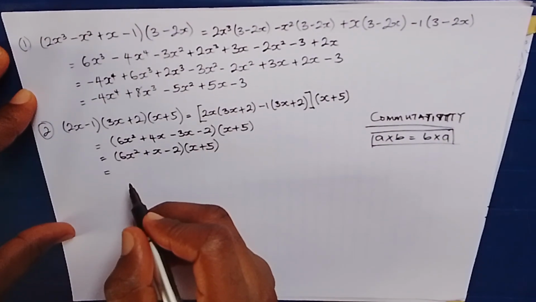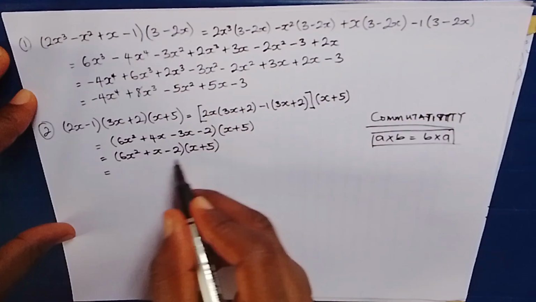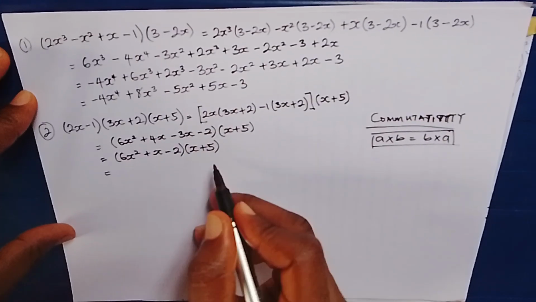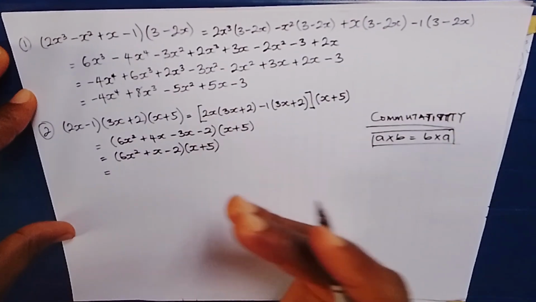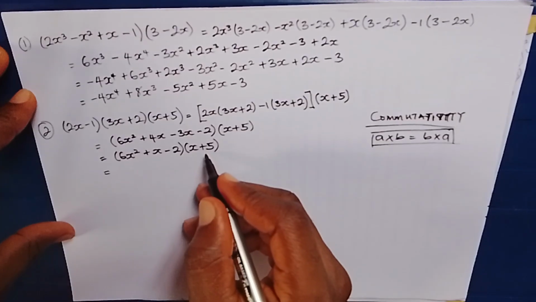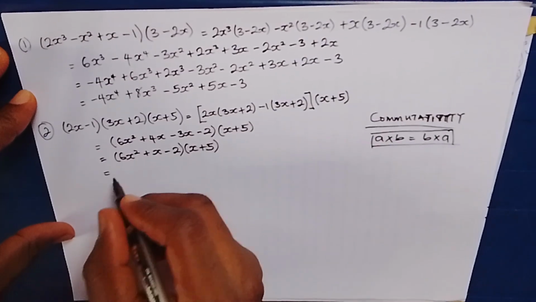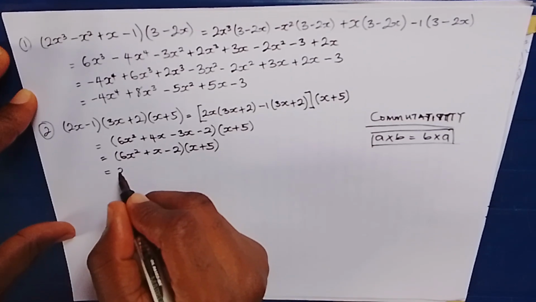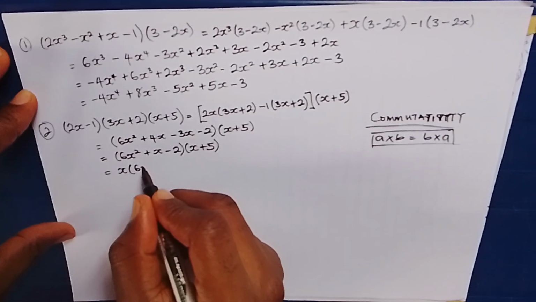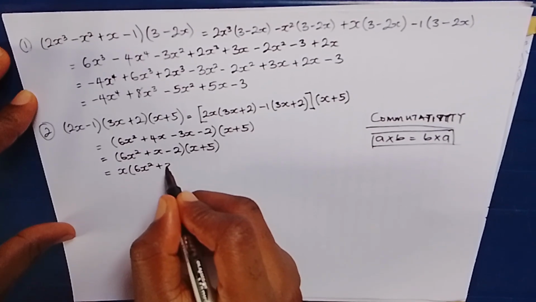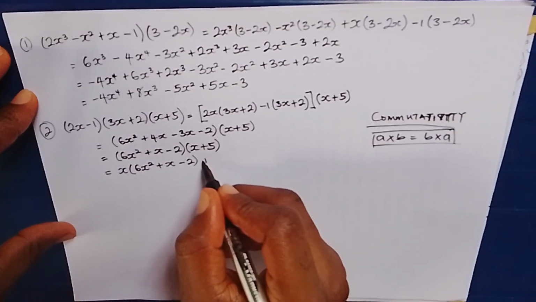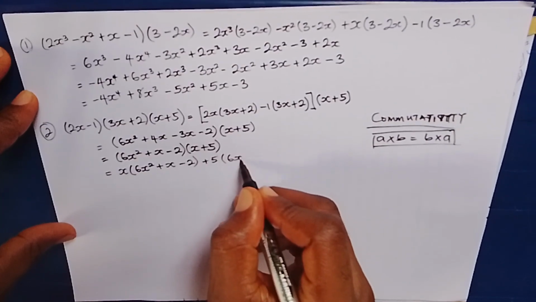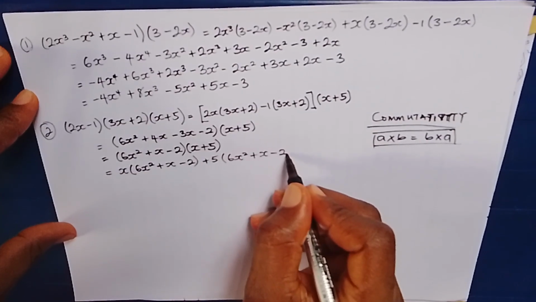So why am I doing that? Because I want to distribute this guy into this guy instead of distributing this guy into this guy. Why? It's not a law. This will just make my work look less messy. So let's distribute x plus 5 into this other polynomial. So this is x into 6x squared plus x minus 2, then plus 5 into 6x squared plus x minus 2.